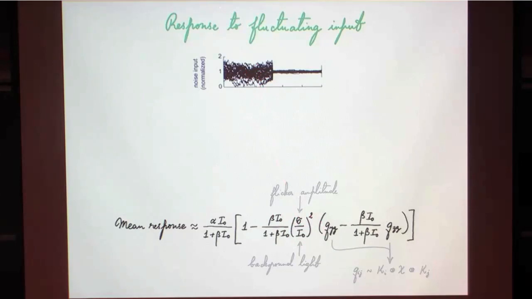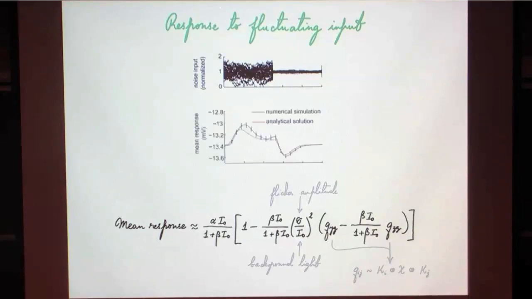Then you have this complicated term which involves the background light level. It involves these factors Q, which are overlaps between the filters, the KY and KZ filters, and chi, which is the temporal correlation function of the noise. Depending on delicate adjustments between background light level, the Ks and the Chis, this can be positive or negative. And so flicker can have a boosting or a suppressing effect on the response.